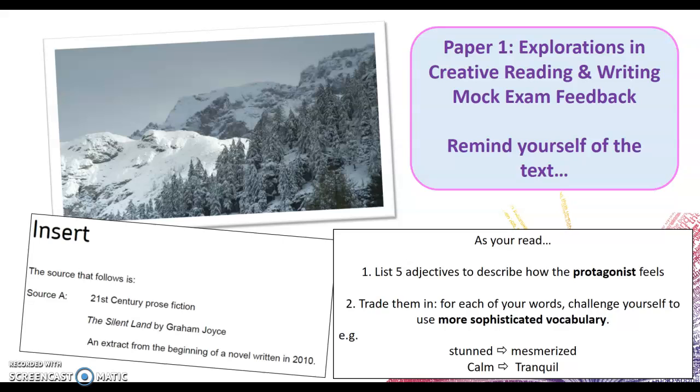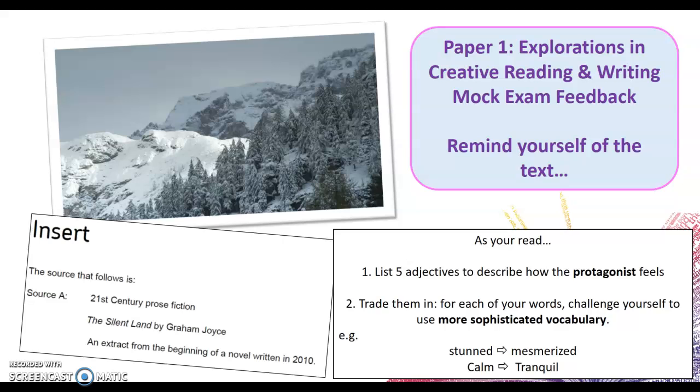The first thing I want you to do is to list 5 adjectives to describe how the protagonist, the main character Zoe, feels throughout this text, and maybe her emotions and feelings will change throughout. If you track her feelings through the text, you'll have a bank of vocabulary and ideas to draw upon for your later answers.